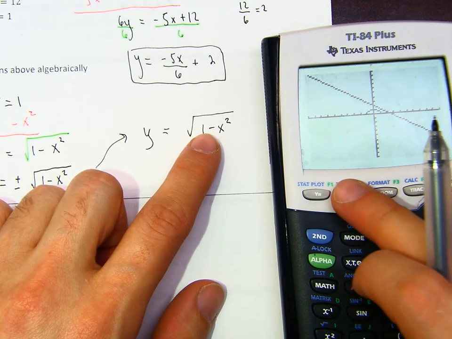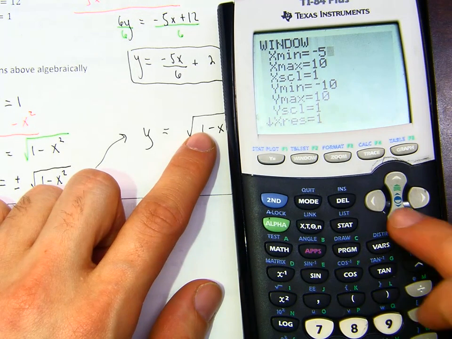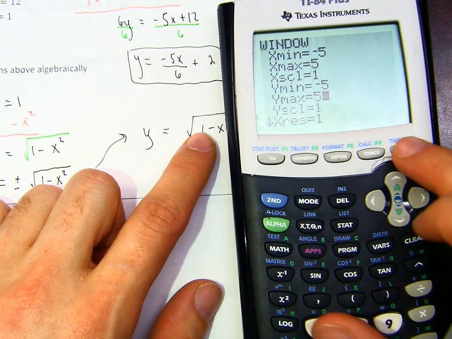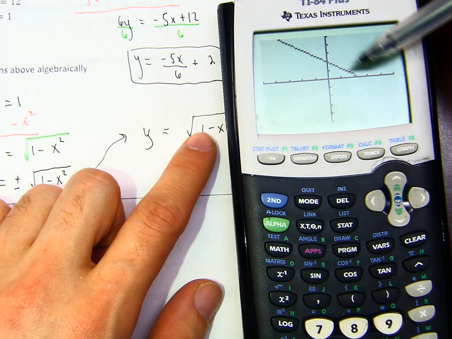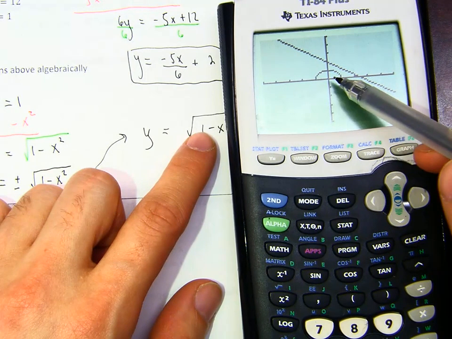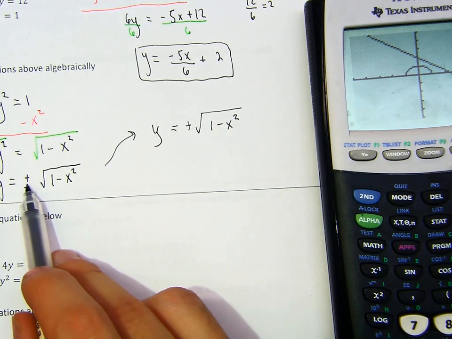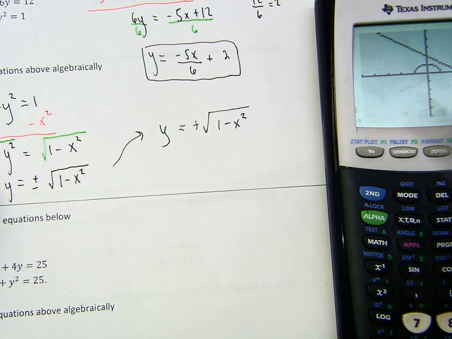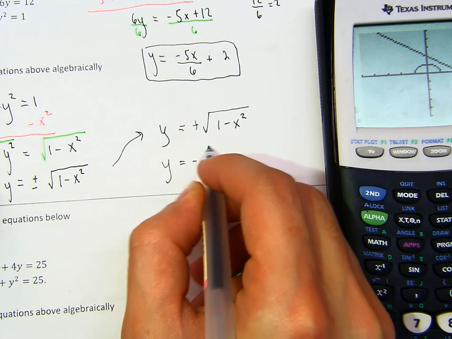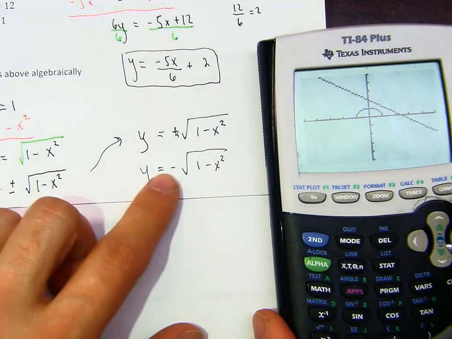Actually, let me change the window because the window isn't as good. Make it negative 5 to 5 and here negative 5 to 5, and let's hit graph. Notice that here we only have half of the circle, because what you graphed was the positive version of this solution. Now to get the bottom half, what are we going to do? We're going to say y is equal to negative square root of 1 minus x squared, and we plug this into the calculator.